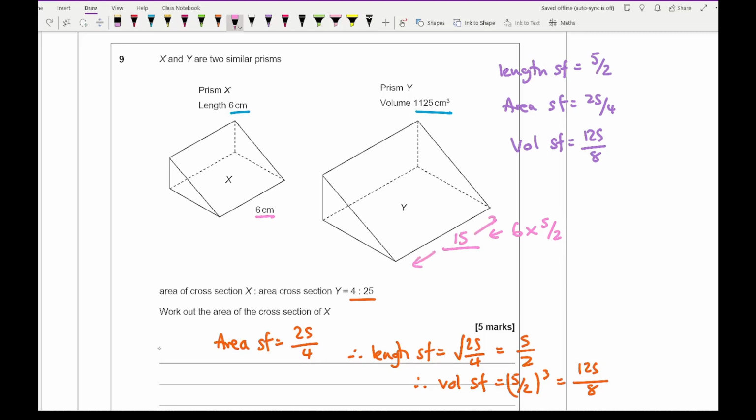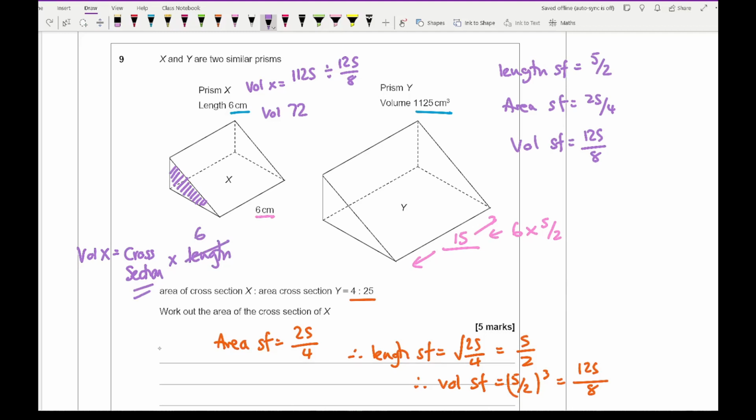Now if I know the volume of Y, I can work out what the volume of X is going to be by doing 1125 divided by 125 over 8, which gives me a volume of 72. Now to work out the cross-sectional area of X, which is what I'm wanting here: the volume of X is the cross-section multiplied by the length. I know that the length is 6 and I know that the volume is 72. So 72 equals, if I call this x, x times 6, so then x is going to be 72 divided by 6, which gives me an answer of 12. So the answer then is 12 centimetres squared.